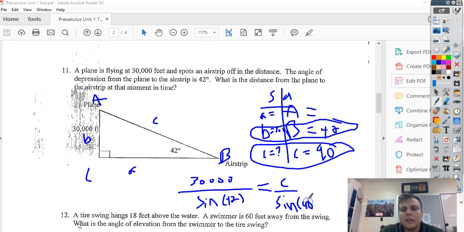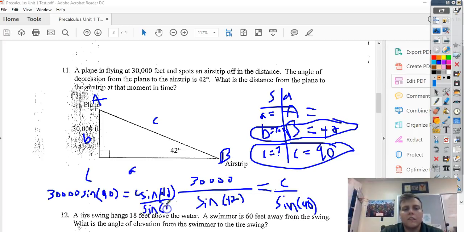Then you can cross multiply, so you get 30,000 times sine 90, which I'm going to write over here, is equal to C times sine 42. So if it's C times sine 42, in order to get C by itself, I have to divide both sides by sine of 42. So I divide this side by sine 42, and I divide this side by sine of 42.